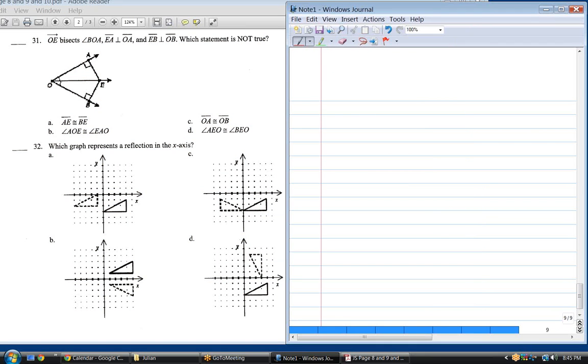So OE bisects that angle, such that we have a little angle there equal to that little angle there. And EA is perpendicular to OA. Well, they show us that. They show us a right angle there. And EB is perpendicular to OB, so we have a right angle there.